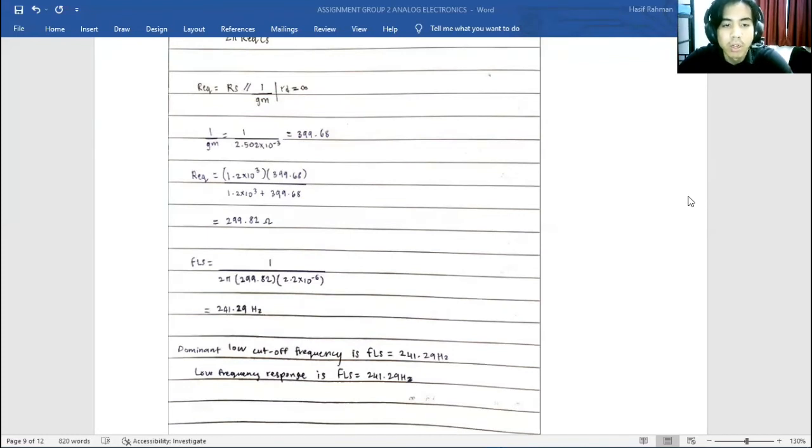If the question asks to find the low frequency response, then the low frequency response is FLS equals to 241.29 Hz.